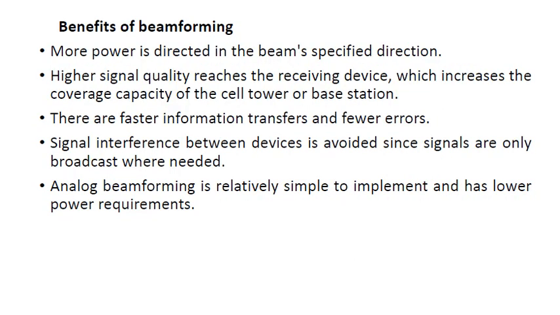Benefits of beamforming: more power is directed in the specified beam direction. Higher signal quality reaches the receiving device, which increases the coverage capacity of the cell tower or base station. There are faster information transfer and fewer errors. Signal interference between devices is avoided since signals are only broadcast where needed. Analog beamforming is relatively simple to implement and has a lower power requirement.